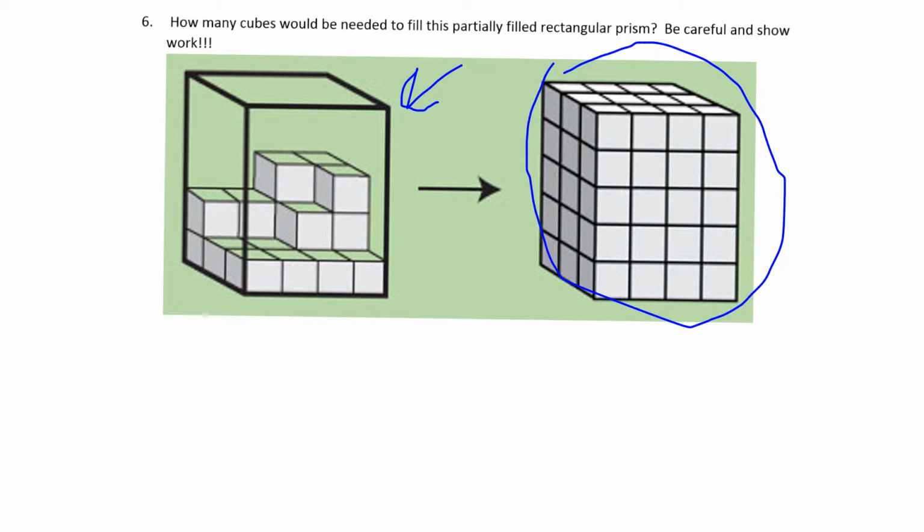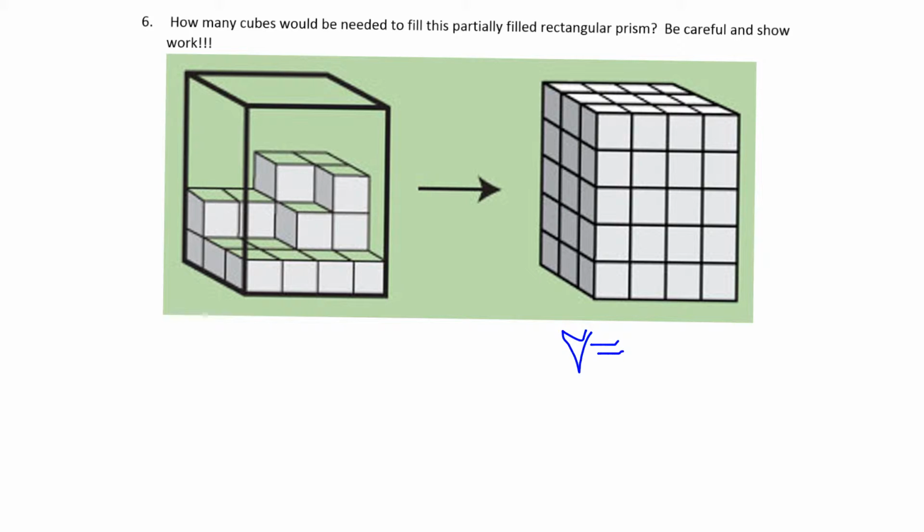So what we're going to do first of all is calculate the volume of this rectangular prism, because we want to know how many cubes it takes to actually make it. So that's our first step, so let's go ahead and do that. As you recall, the formula for volume is volume is equal to length times width times height.